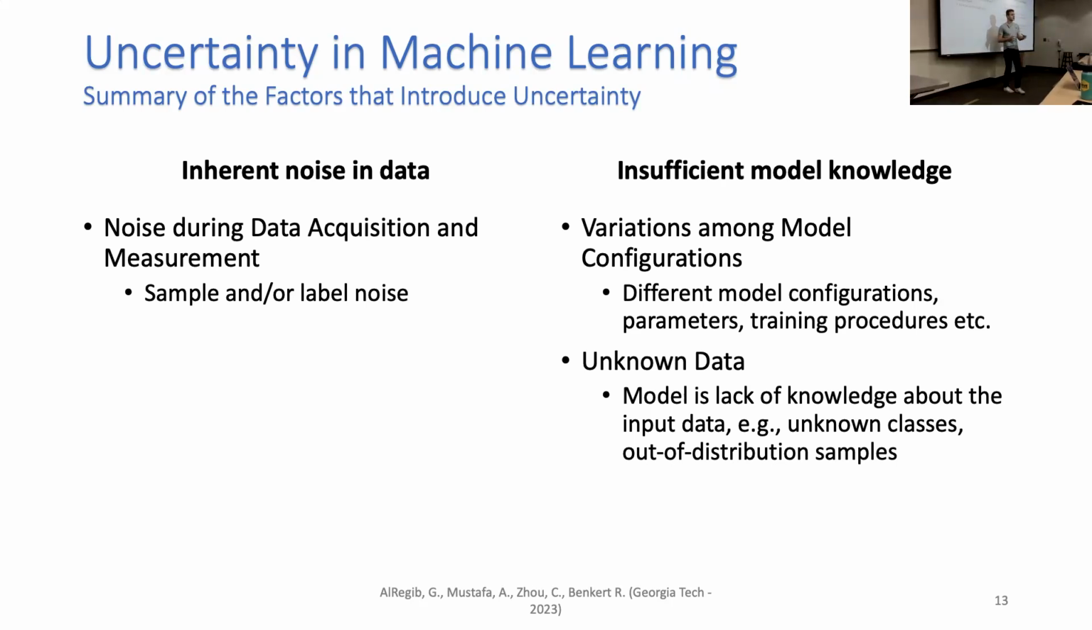So where the model does not have enough knowledge about the data and can't extract as much model information about the data to give us the correct answer, that essentially results in uncertainty within the model.